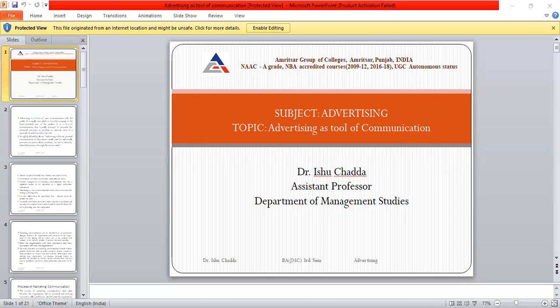So these are the elements of the communication process. The first one is the sender. The sender encodes the message through media and communicates the message. Then there is a process of decoding. Then the receiver receives it. It gives a response as feedback, and there can be a presence of noise element also.